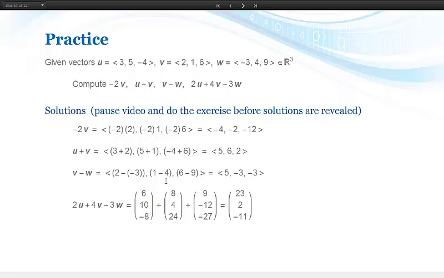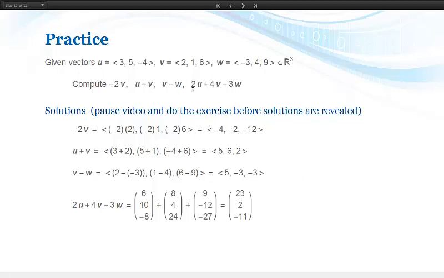v minus w: we take the vector v and subtract the corresponding elements. Or the other way to think about it, we take this vector w and multiply it by -1 and then add it. So 2 minus -3 is 2 plus 3 is 5. 1 minus 4 is -3. And 6 minus 9 is -3. So that's the vector difference v minus w.